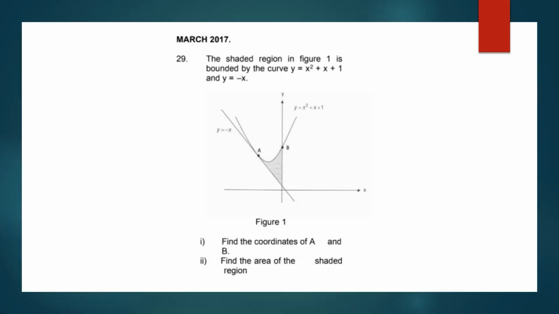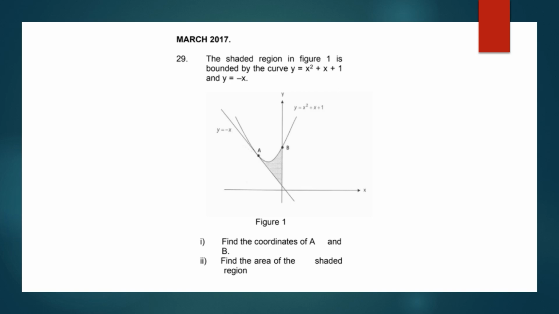Alright, we will begin our presentation with an example question and the solution. The question is from MAT183 Calculus 1, March 2017. Question number 29. The shaded region in figure 1 is bounded by the curve y equals x squared plus x plus 1 and y equals negative x. 29.1. Find the coordinates of A and B. The second question is find the area of the shaded region.